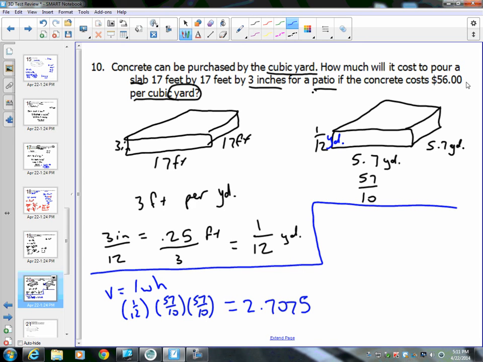But each cubic yard costs $56. So what we're going to do is now take this total and multiply that by $56, and this will give us the total price. So 2.7075 times $56 per cubic yard, we get 151.62, and this is dollars. So $151.62, or $151.62.